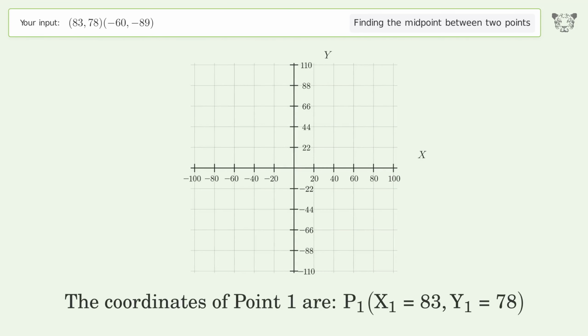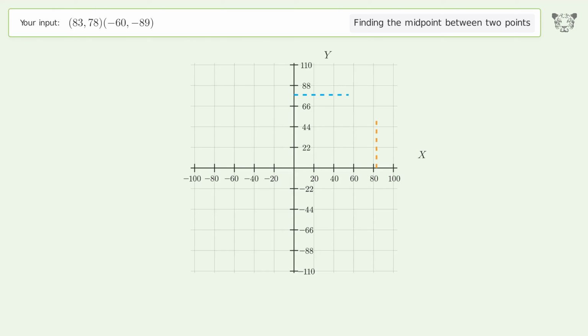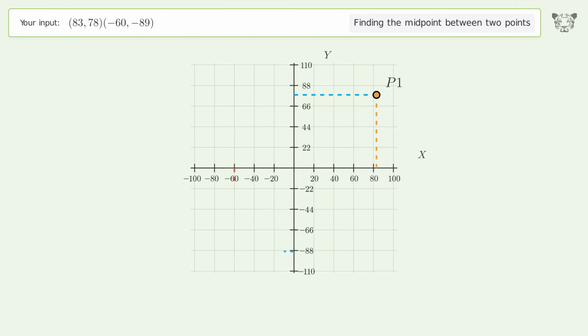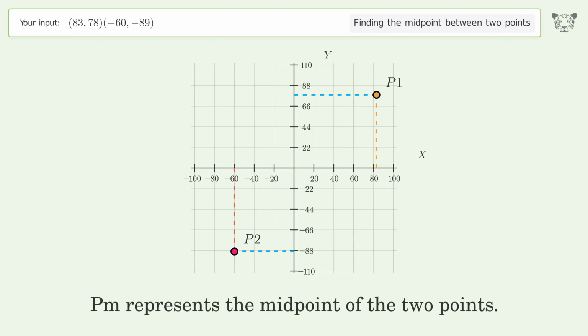The coordinates of point 1 are, x1 equals 83, y1 equals 78. The coordinates of point 2 are, x2 equals negative 60, y2 equals negative 89. PM represents the midpoint of the 2 points.